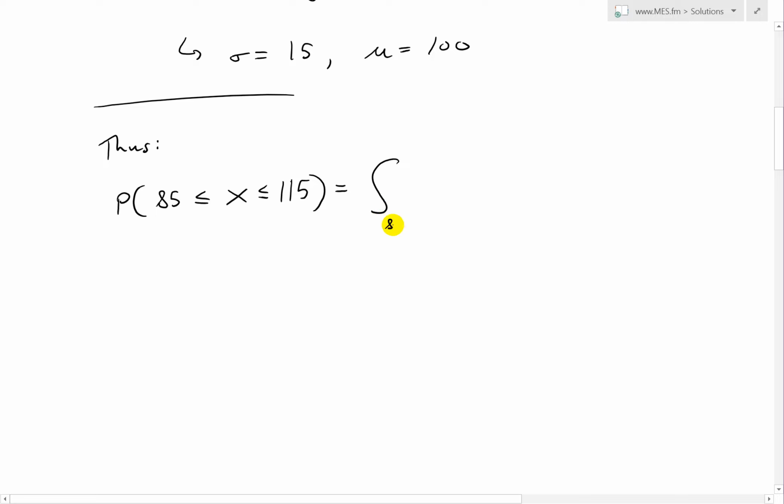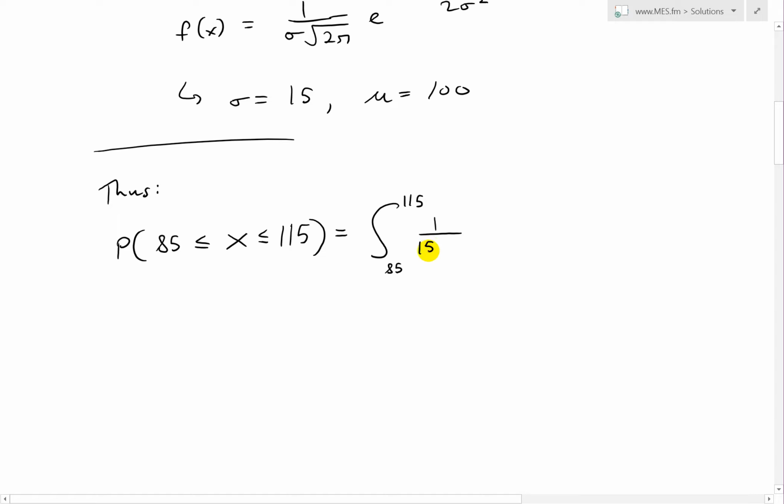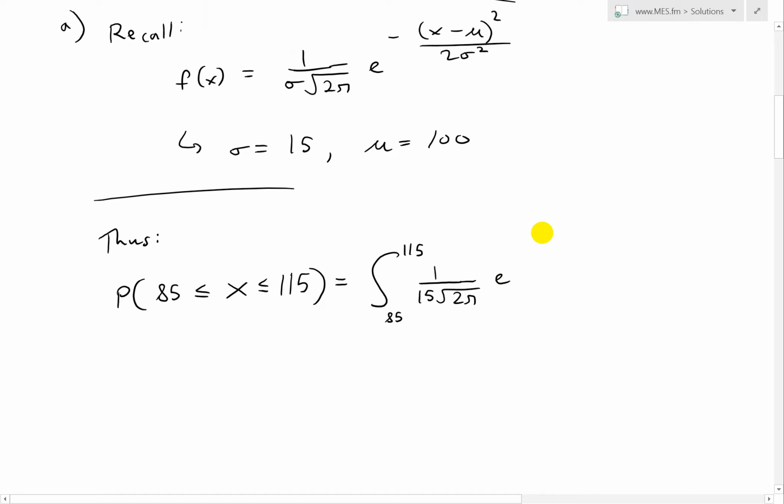So from 85 up to 115, and now we have 1 over 15, because that's our sigma, times the square root of 2 pi, and then e to the power of negative x minus 100 squared, divided by 2 sigma squared, which is 2 times 15 squared. And then put the dx across like that to complete the integral.